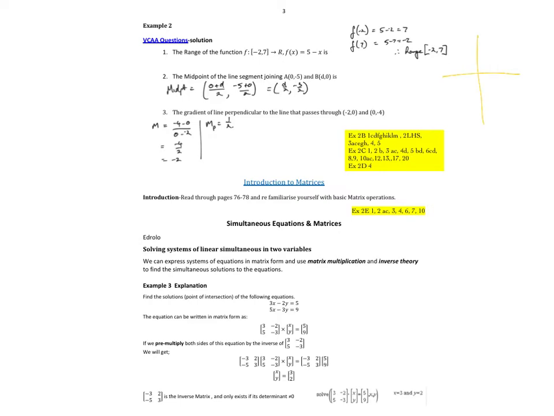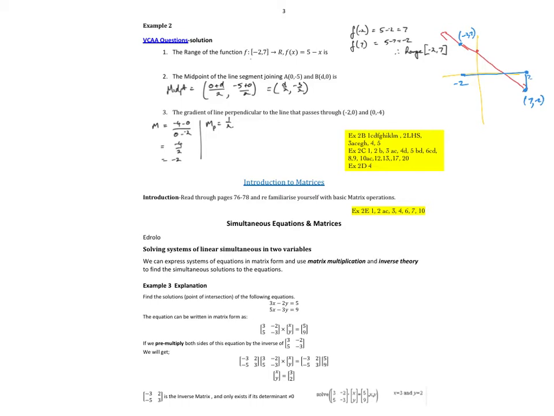Just a quick graph. 5 minus x, y-intercept of 5, it's a negative gradient, so it's something like that. And the domain is from -2 to 7. Clearly it's a linear graph, so we know that the endpoints will be the maximum and minimum value. If I substitute -2 in there, I get the point (-2, 7). If I substitute 7 in, I get the point (7, -2).